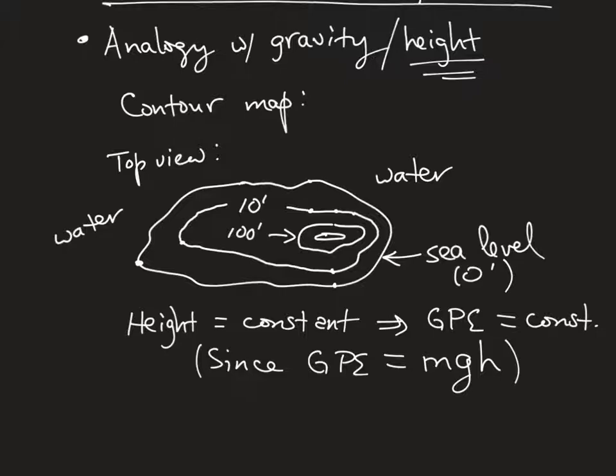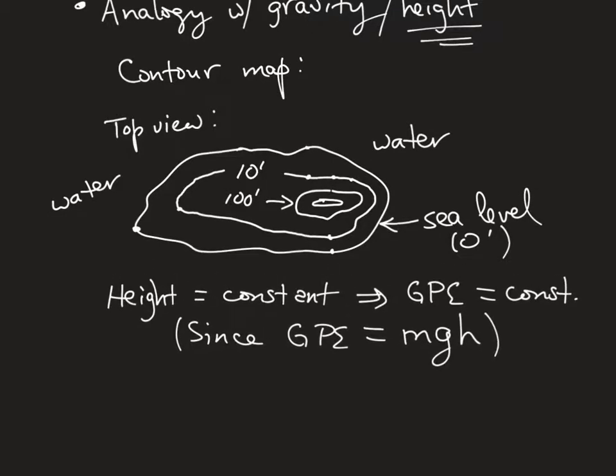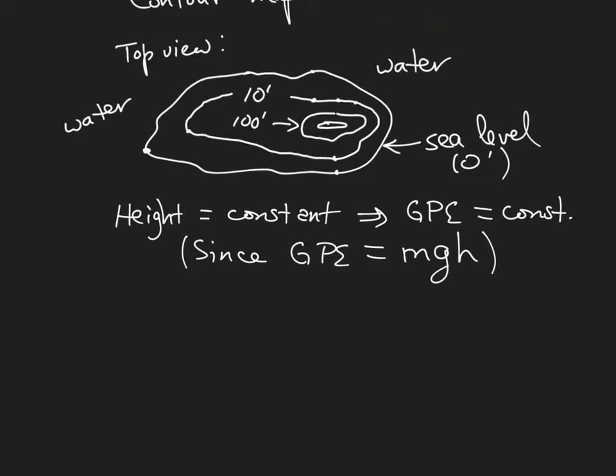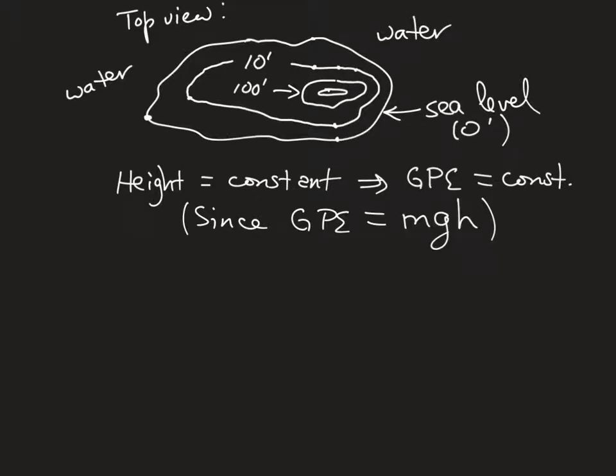Okay, so if the height stays constant, then that means that the gravitational potential energy stays constant also. Okay, so now what I want to build on with, and while I'm at it, let me just mention one more thing. So that's gravitational potential energy.